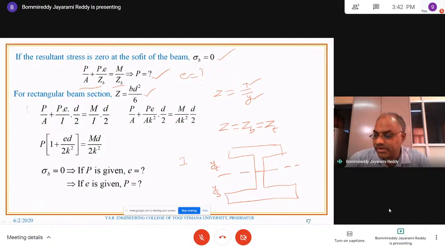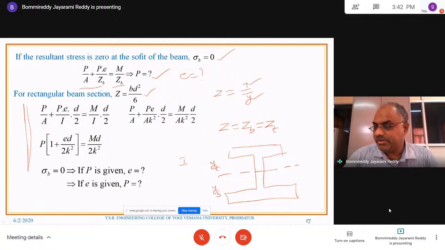And this entire thing is not required. You need not remember all these things. It's only one form of deduction. So what is that? P by A, that is written here. P by Z, ZB. So what is ZB? I by Y, so I divided by D by 2. I by Y will be equal to M by Z, means again M by I into D by 2.